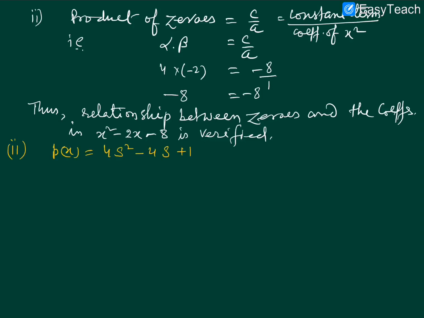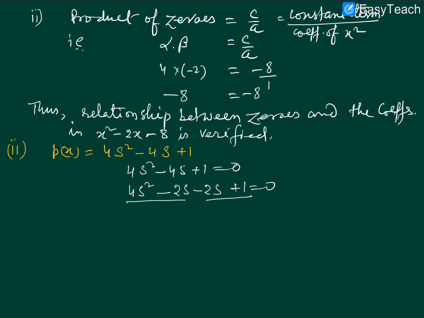To get zeros of p(x) is equal to 4x square minus 4x plus 1, we put this polynomial equal to 0 and then factorize. 4 into 1 is 4 and 2 into 2 is 4. So, by method of splitting the middle term, it can be split as minus 2x minus 2x, then plus 1 is equal to 0.